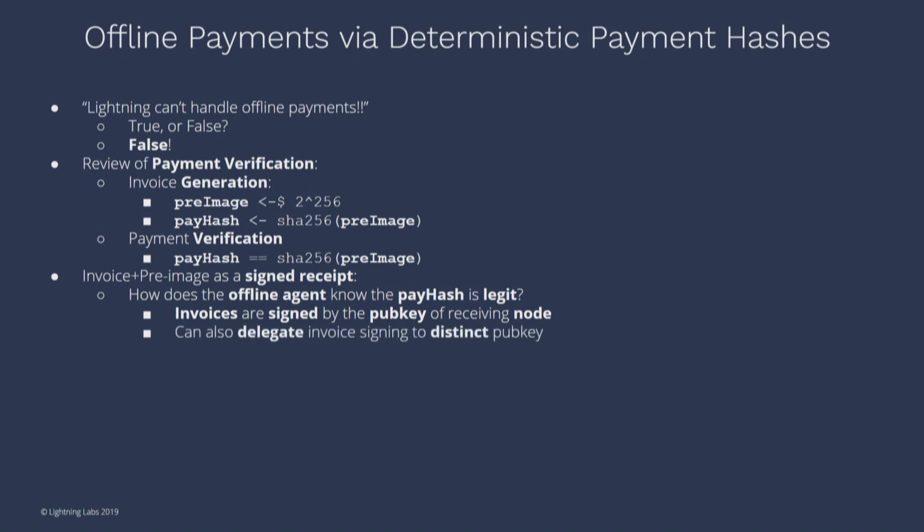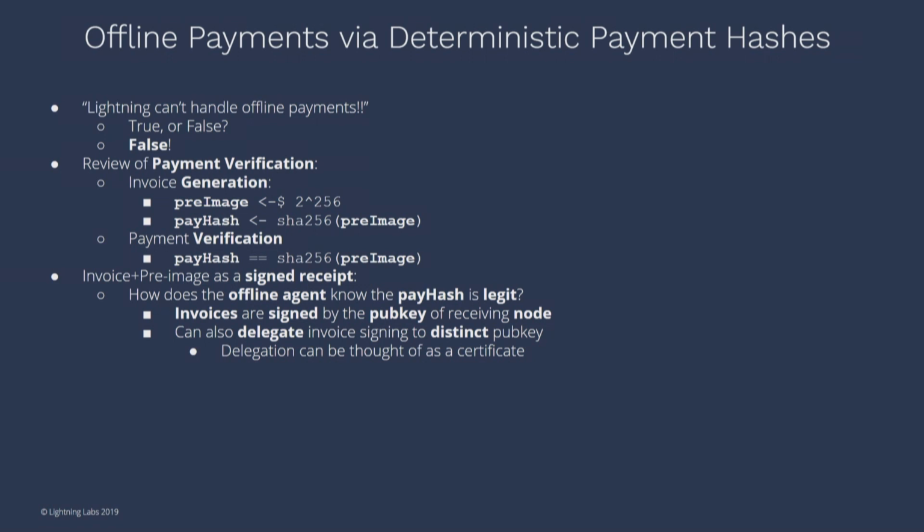And the other cool thing is, you can delegate this signing key to a distinct public key, right? Typically, the signing key for the invoice is the key of the node itself, which is typically online. So if you wanted to generate invoices yourself, you'd need to contact that node every single time to get these invoices. What you can do instead is have the routing node or the receiving node delegate a new public key for signing the invoices to this new offline agent, right?